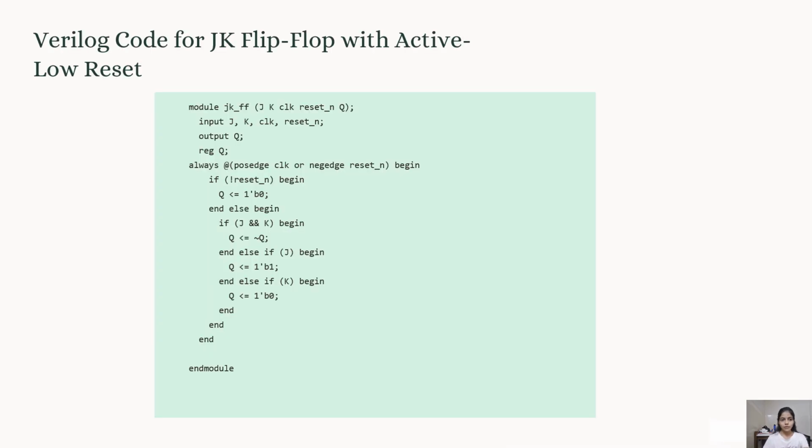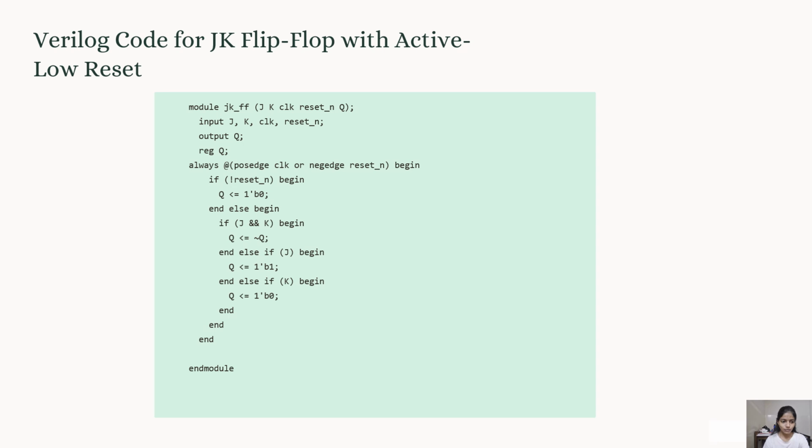Verilog code for JK flip-flop with active low reset. First we have to give the module name, JK flip-flop. Inside the bracket we have to give inputs and outputs. J and K are the inputs for the JK flip-flop. Clock is the signal for clock synchronization. Reset N is the active low reset signal. When low, it resets the flip-flop.